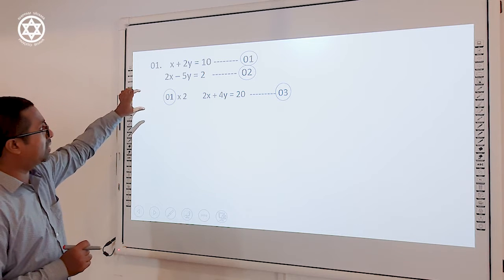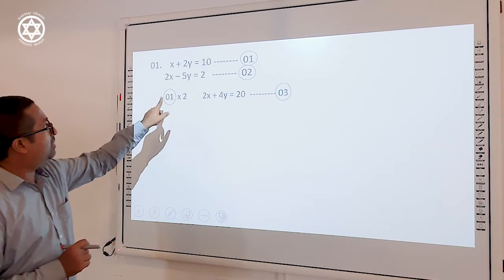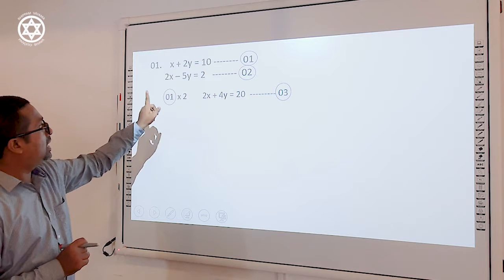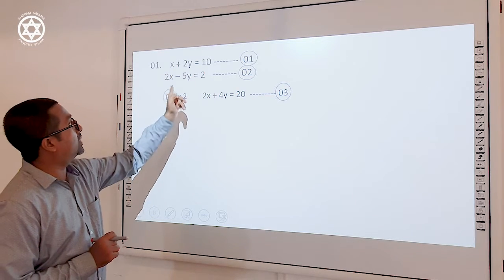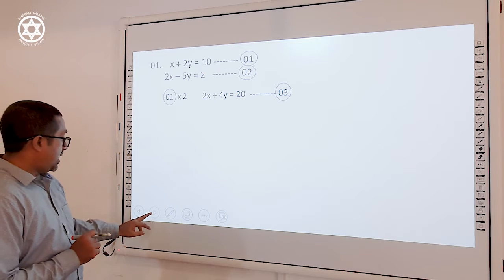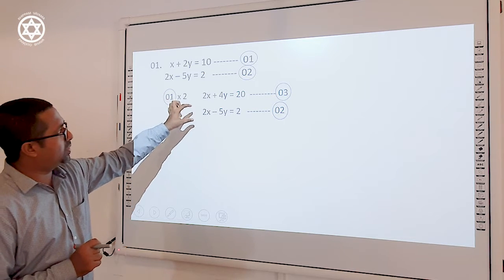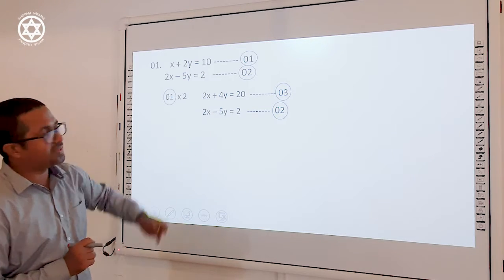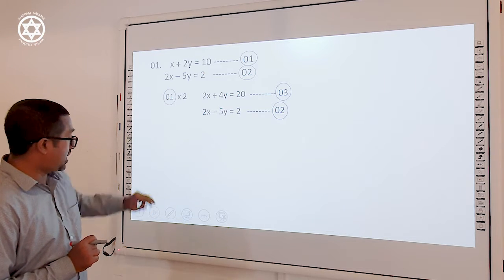To make equal coefficients, here I multiply the first equation by 2. When multiplying the first equation by 2, each term of the equation should be multiplied by 2. Then x times 2 is 2x, 2y times 2 is 4y, and 2 times 10 is 20. Then you can name it the third equation. And when we consider it with the second equation, 2x minus 5y equals 2, you can see the coefficient of x is the same, and also the sign of the coefficients is the same.